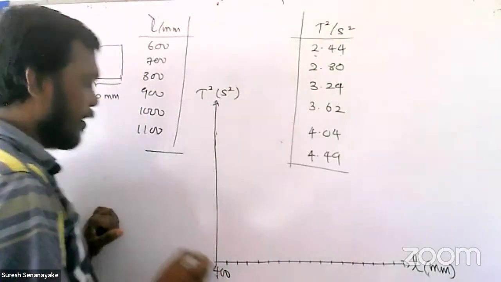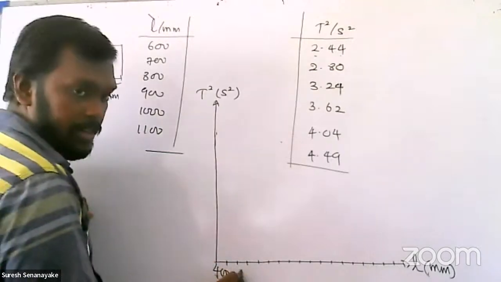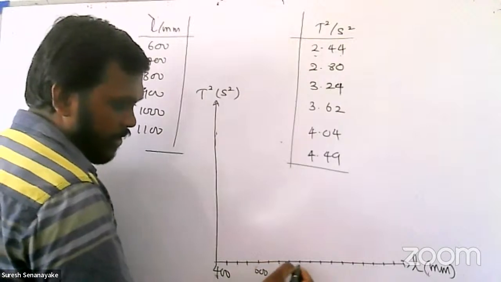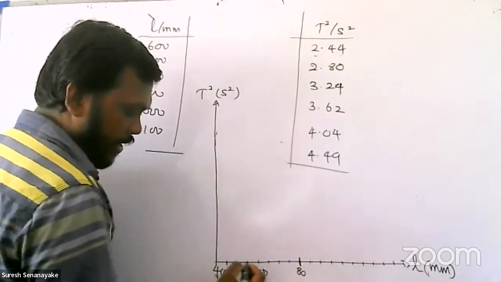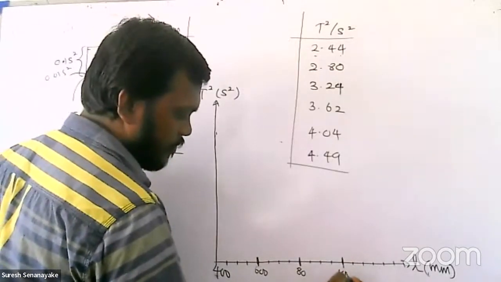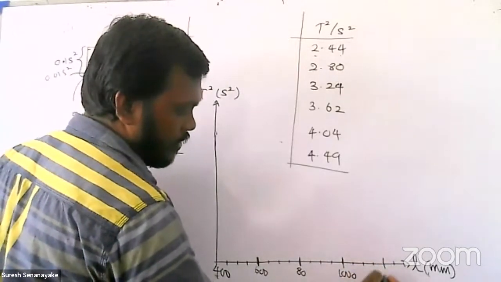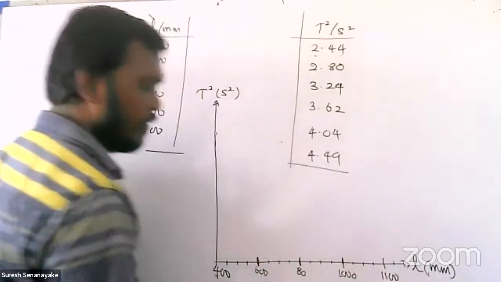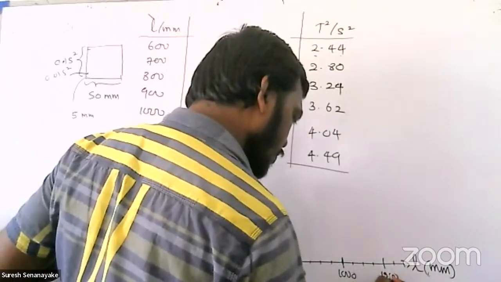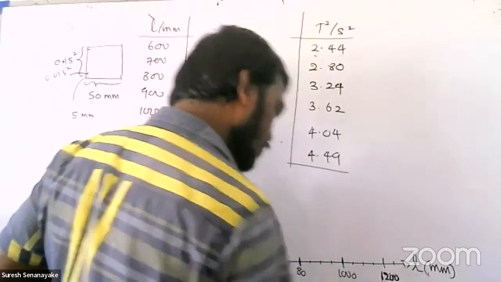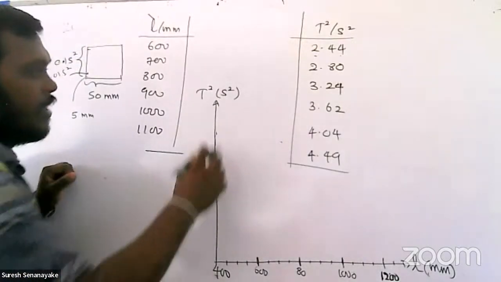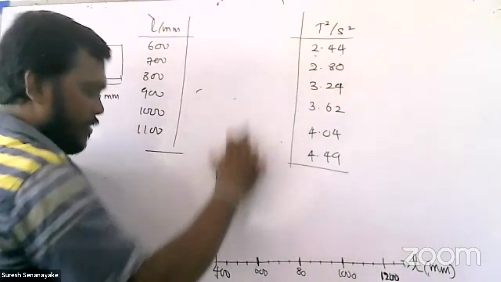400, then one square is 50, two squares is 100, then 500, there's 600 here, and then 700 is... 800 here. Mark the major scales that come large at the end. Here this is 1000. This is 1100, sorry, 1200. Okay, in this axis there are 25 squares.